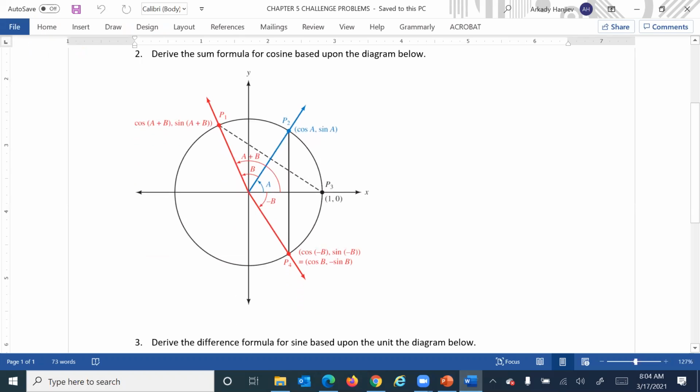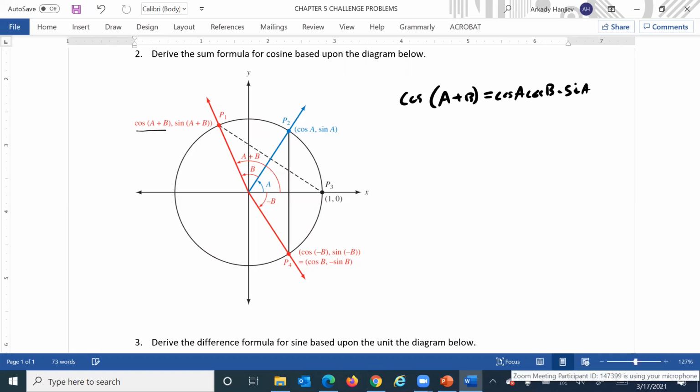Notice, what did we do in our notes? We derived the sum formula for cosine. Eventually we got something that looked like this here. We got cosine of A plus B from the diagram itself: cosine of A, cosine of B minus sine A, sine B. We good? We did it on the wall. Remember that? When most of the people were confused? That was that Monday.